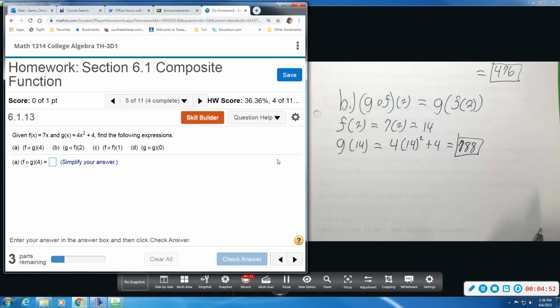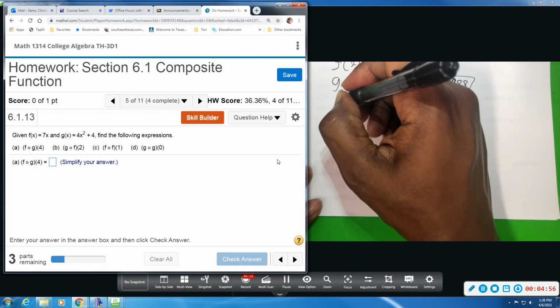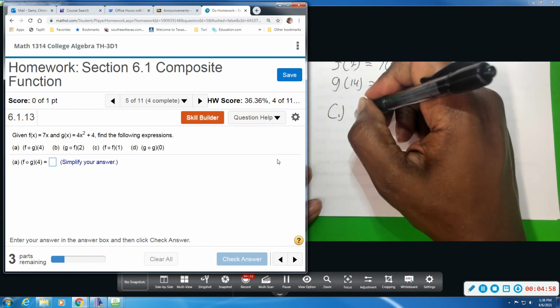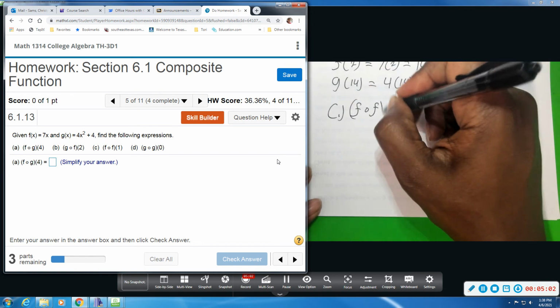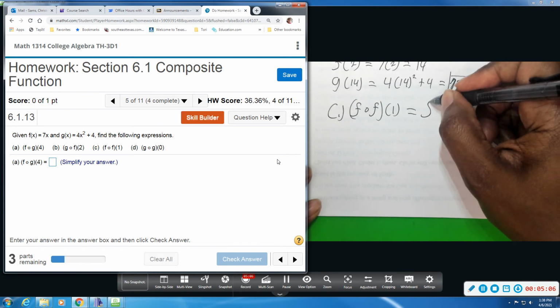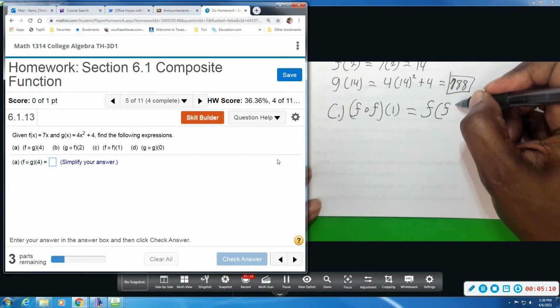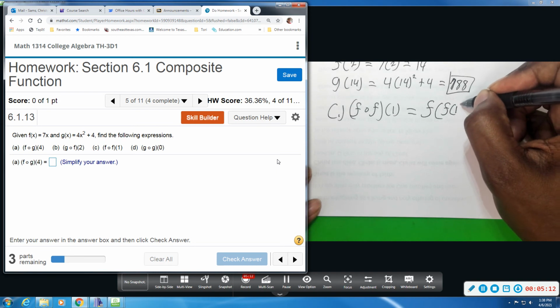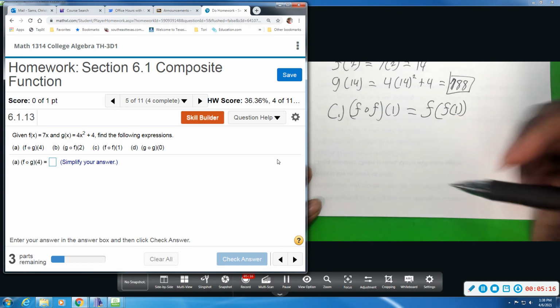We'll verify here in a minute. C, we want to do f composed with itself of 1. So that means we're going to take the f equation and plug it into itself by plugging in 1 for x. So we're going to find f of 1 first.